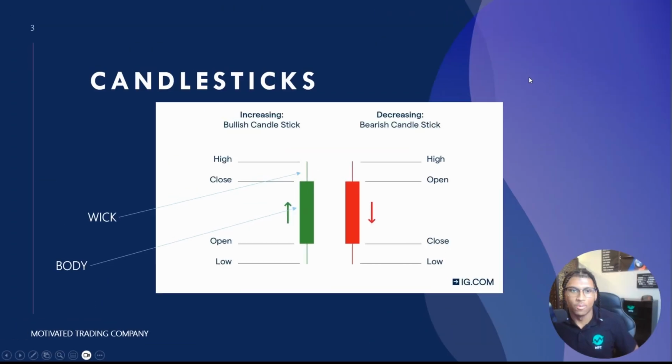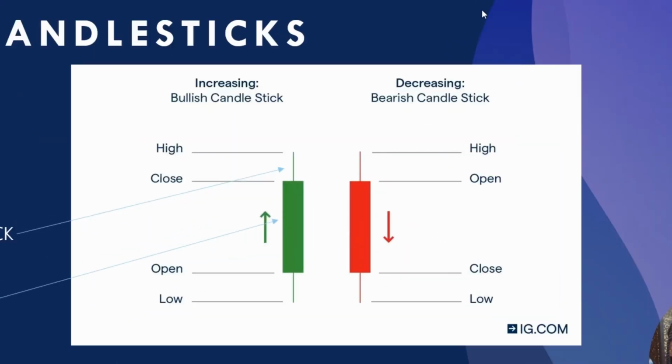Now, let's continue. Candlesticks, here's what they look like. They look like candlesticks, because they are. Each candlestick has a body and a wick, usually. The wick is where price reached, but it couldn't stay there. The body is just between the open price and the close price.